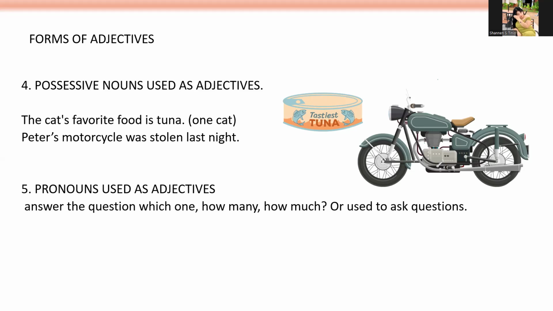It's used as an adjective because it talks about the food. Kaninong favorite food yun? Sa cat. Okay? Peter's motorcycle was stolen last night. Whose motorcycle was stolen? It was Peter's motorcycle. I saw a red wallet on the table. That's Coach Shannon's wallet. Whose wallet is it? It's Shannon's wallet. It modifies the word wallet because it narrowed down the information that it belongs to Shannon, to me. Okay? So, ganun yung paggamit ng possessive nouns as adjectives.